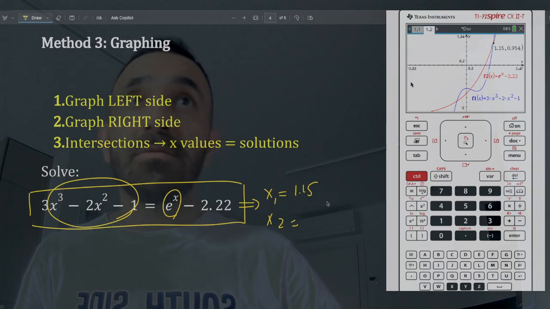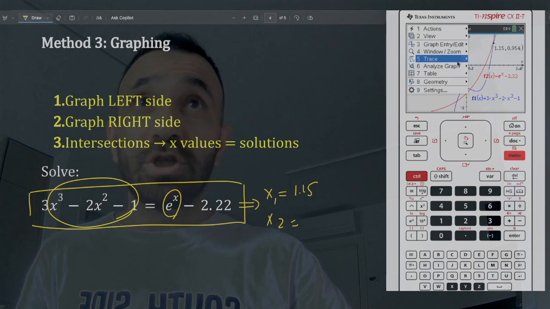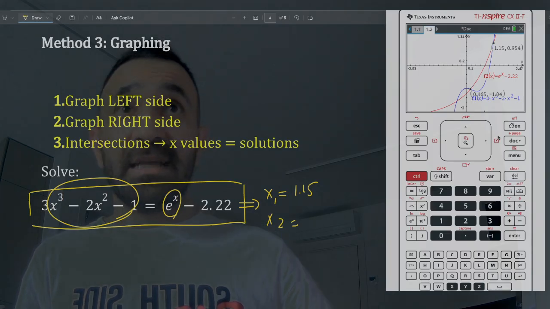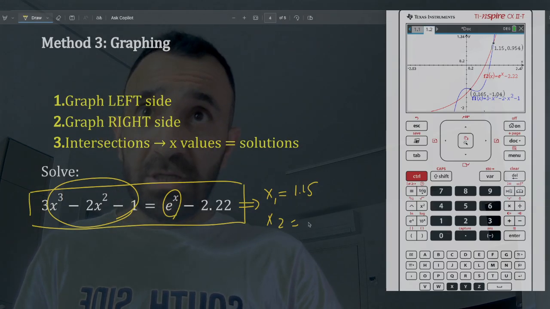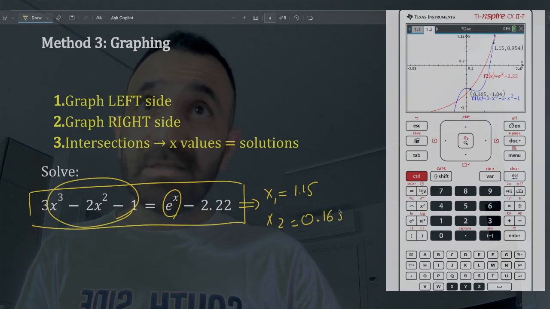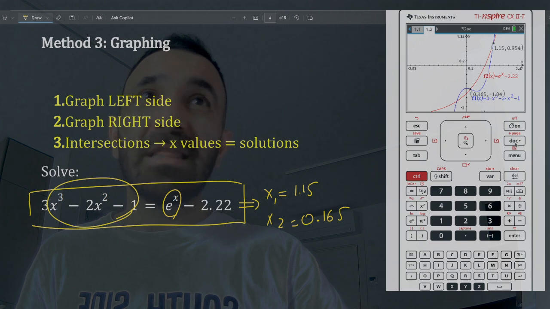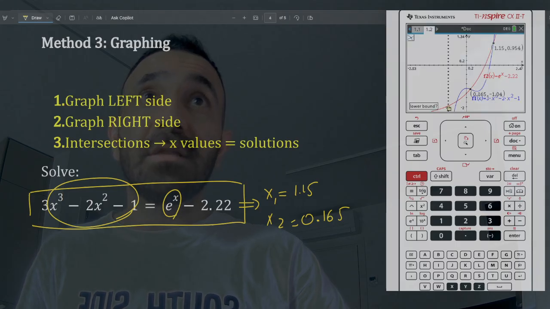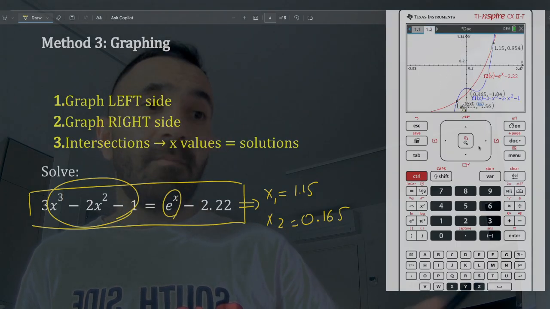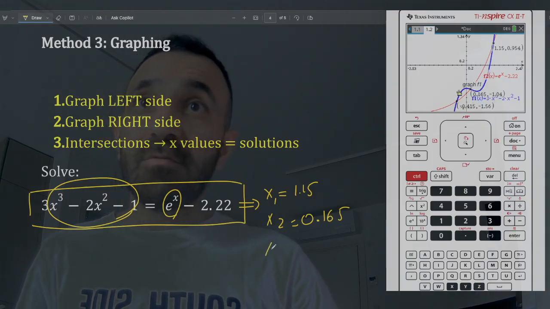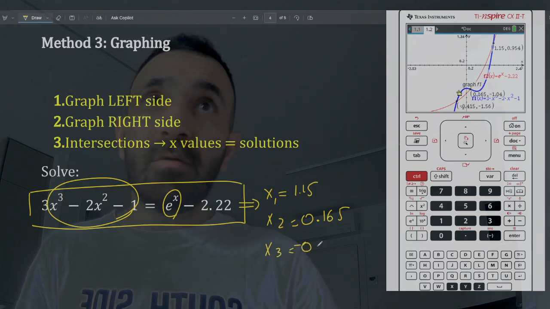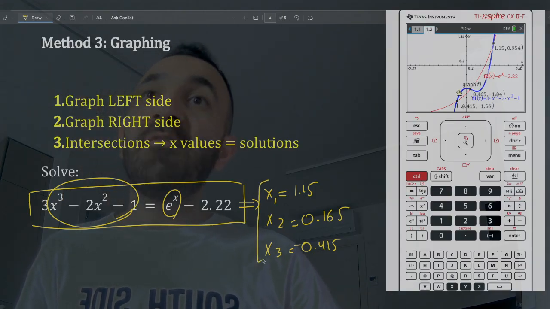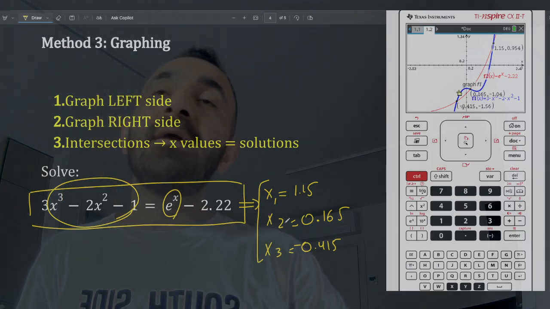What about the second solution? Menu, one more time, analyze graph, intersection. This is the second solution, x equals 0.165. Again, don't look at the y value. Menu, analyze graph, intersection, minus 0. The third solution is minus 0.415. You have three solutions for this equation, and we found the solutions with the graphing method.